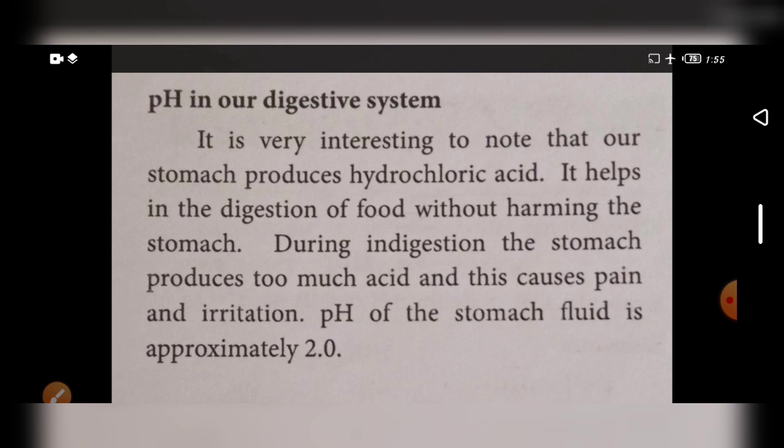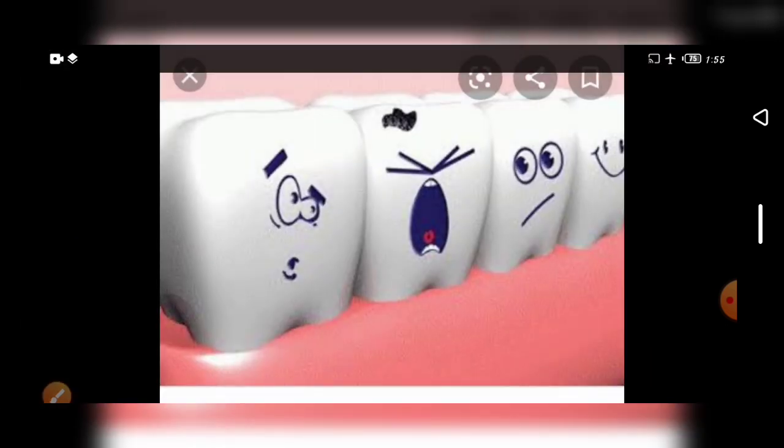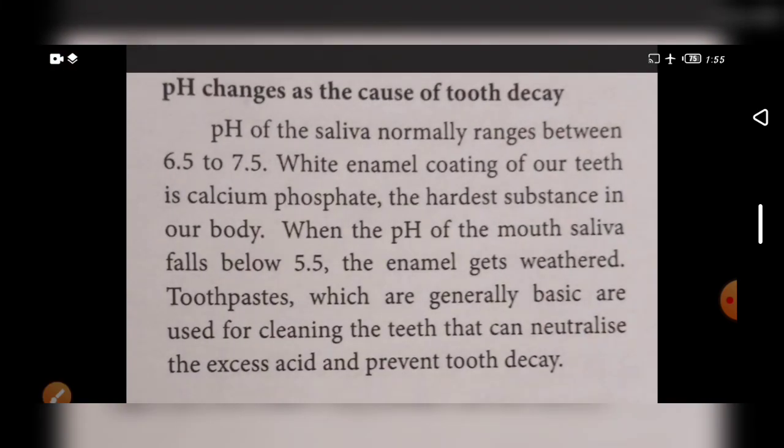The pH of stomach fluid is approximately 2. Okay, next we go to pH changes that cause tooth decay. You know very well about tooth decay. The pH of saliva normally ranges between 6.5 and 7.5.